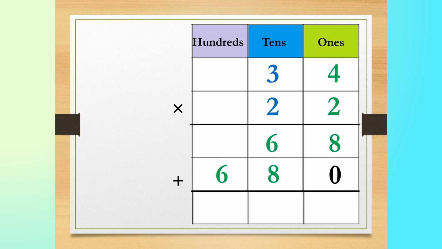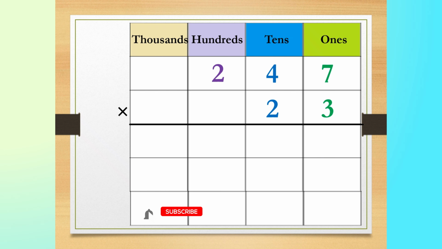Now we go ahead to add the partial products. 8 plus 0 is 8. 6 plus 8 is 14. Write the 4, regroup the 1. 6 plus 1 is 7. So the answer is 748.